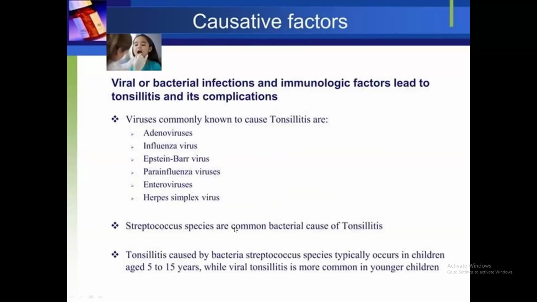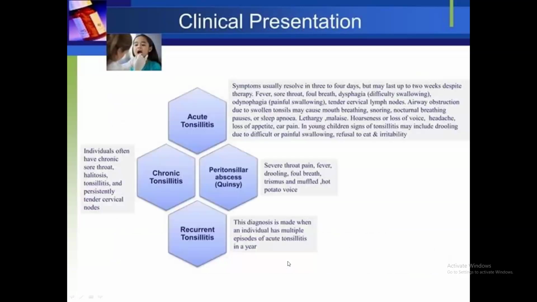Streptococcus species are the common bacterial cause of tonsillitis. Tonsillitis caused by Streptococcus bacteria typically occurs in children in the 5 to 12 age group, and is most commonly seen in younger children.